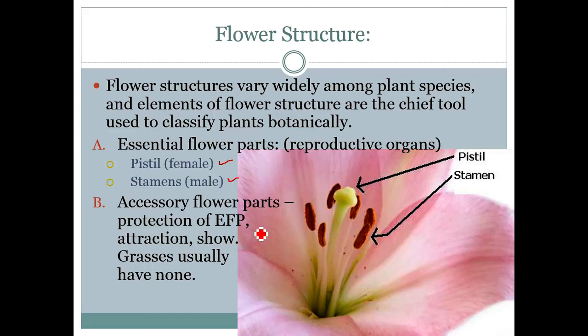They have the role of protection of essential flower parts. They have the role of attraction to pollinators or for other reasons, and show. And of course, many of our domesticated ornamental plants are selected based on the appearance of the flower. Grasses, by the way, usually lack accessory flower parts. We don't associate grasses with having very showy flowers, although there are many monocots that do have very showy flowers, most notably the lily, the orchid, and the wide variety of plants associated with those two groups of plants.